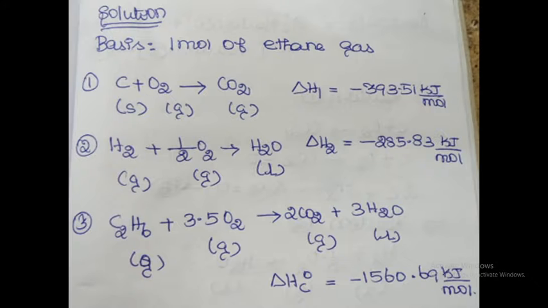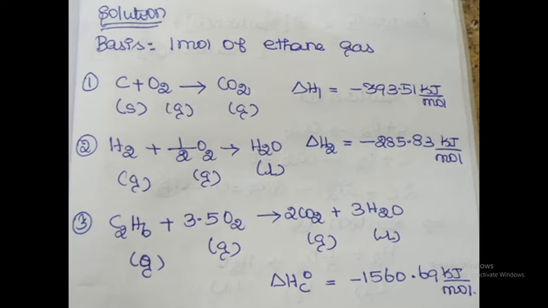Okay. Solution of this problem: first you should write the basis. So basis of this problem: 1 mole of ethane gas. Why do you take 1 mole of ethane gas? Data are given in terms of kilojoule per mole. That's why you should take 1 mole of ethane gas. Are you clear or not?